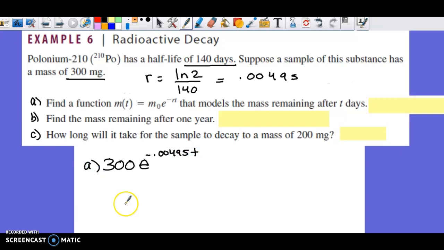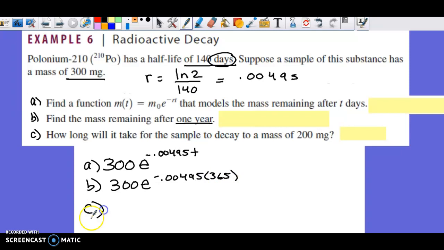Part B, we want to know how much is remaining after 1 year. Now, since this is in days, I want 1 year to be represented in days. So when I plug in my t, I'm going to put 365. And so that's just going to be you typing some buttons on the calculator.